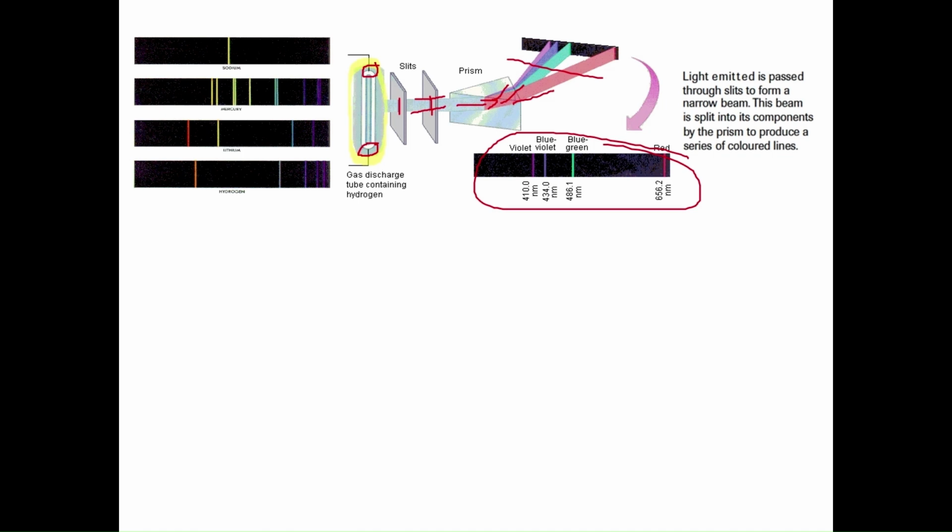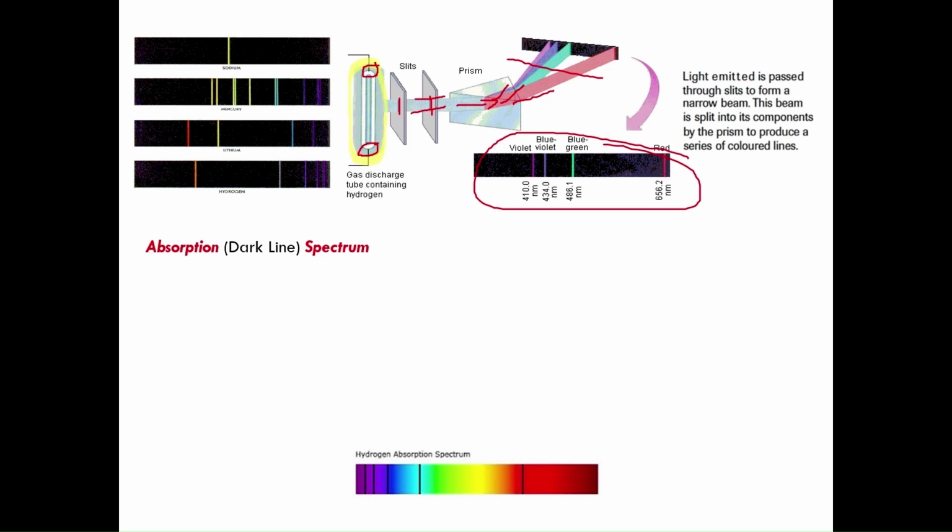So the next thing we're going to talk about is the absorption dark line spectrum. It's actually the exact opposite of the bright line spectrum. In the emission spectra, we're essentially measuring the light that is released by excited electrons. In the absorption spectra, what we're doing is we're measuring the energy that is absorbed by ground state electrons to get to the excited state. If that doesn't make any sense, it will be clarified in the diagram in the next slide.